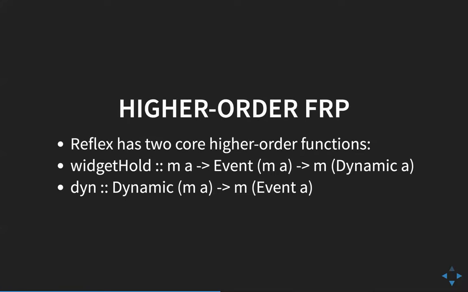Now, once we start talking about these kinds of patterns, we're going to end up with nested reactive values, because a lot of times widgets return events or behaviors or dynamics. So a classic case in point, a button. What does it return? It returns you an m (Event ()). And the event unit fires whenever the button is clicked. If you plug the button into widgetHold, what do you get? You get returned an m (Dynamic (Event ())). And so now you have nested reflex values, nested dynamics, nested events. And now we need to think about how to collapse these things.